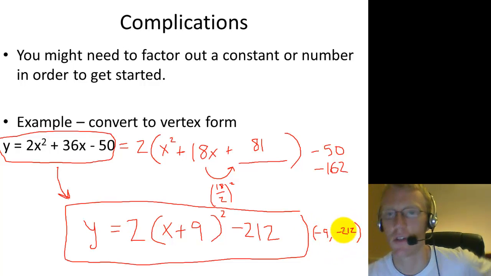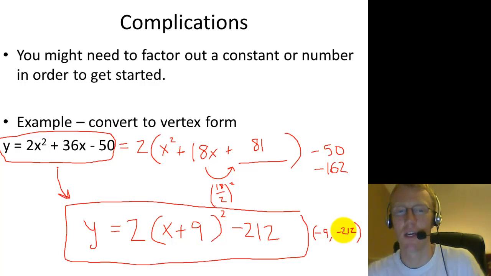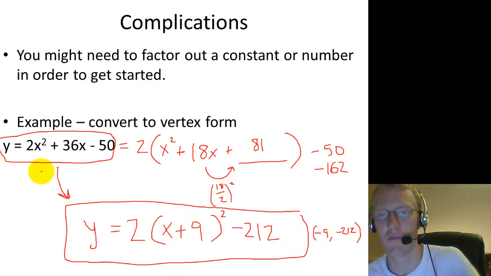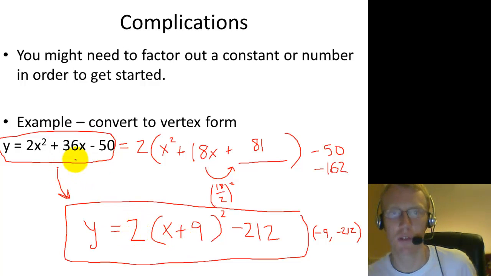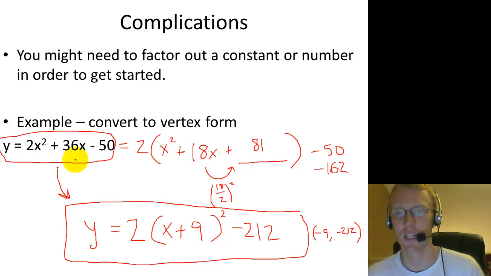So it kind of makes sense. You're going down 212. The vertex is really, really far down, and then it opens up like a parabola. When it hits the y-axis, it's going to be a lot higher than that, but still negative, and it hits at negative 50. And again, it's been stretched by a factor of 2. So, converting between these different forms, they all require different techniques, and completing the square is just one of the many tools that you'll learn.